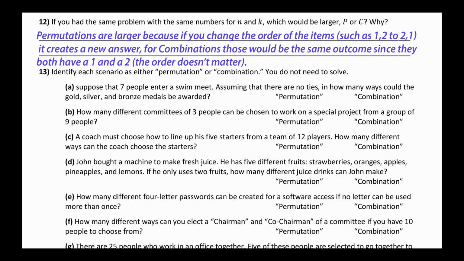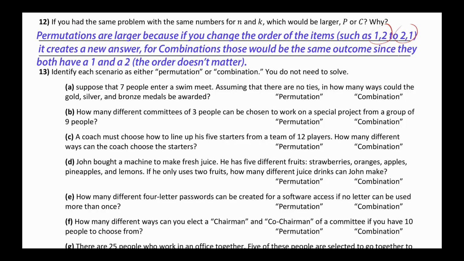Permutations are going to be larger because if you change the order of 2 items, such as if you go 1, 2 to 2, 1, that's a new answer. Whereas for combinations, those are the same thing because both have a 2 and a 1. The order doesn't matter there.